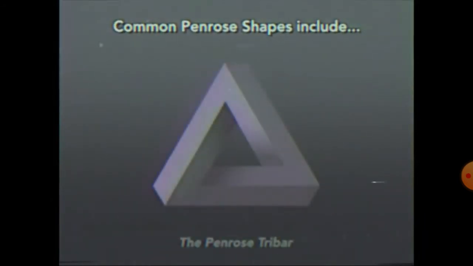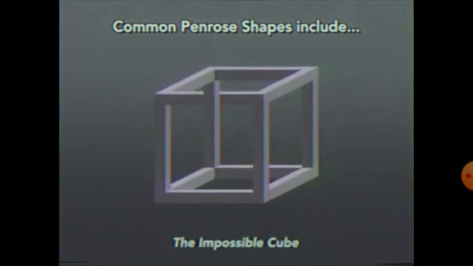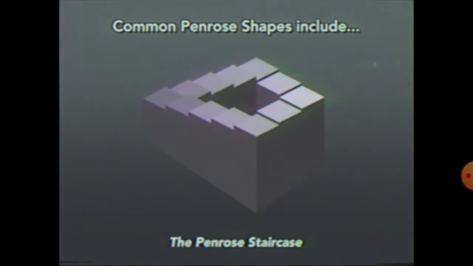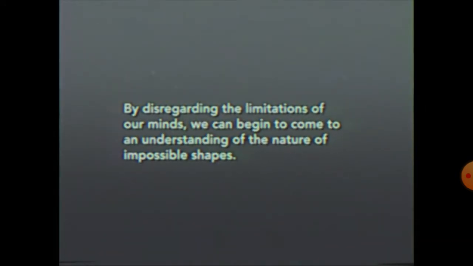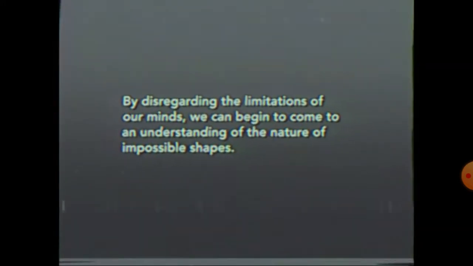Common Penrose shapes include the Penrose tribar, the impossible cube, and the Penrose staircase. Although Penrose shapes seem to be paradoxical in nature, it is merely our psyche. By disregarding the limitations of our minds, we can begin to come to an understanding of the nature of impossible shapes.